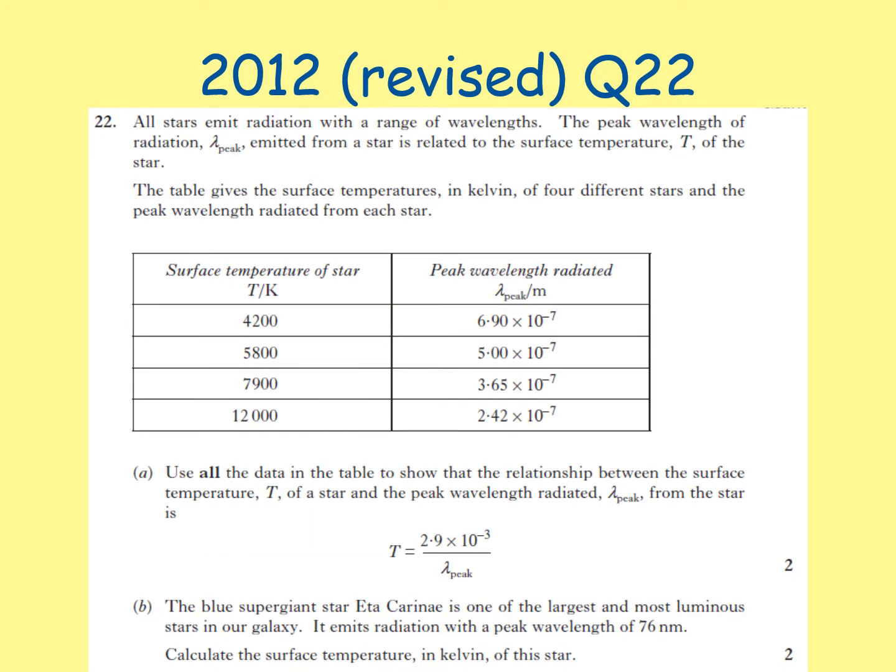All stars emit radiation with a range of wavelengths. The peak wavelength of radiation, lambda peak, emitted from a star is related to the surface temperature, T, of the star. The table gives the surface temperatures in Kelvin of 4 different stars and the peak wavelength radiated from each star. Use all the data in the table to show that the relationship between the surface temperature T of a star and the peak wavelength radiated, lambda peak, from the star is T equals 2.9 times 10 to the negative 3 divided by lambda peak.